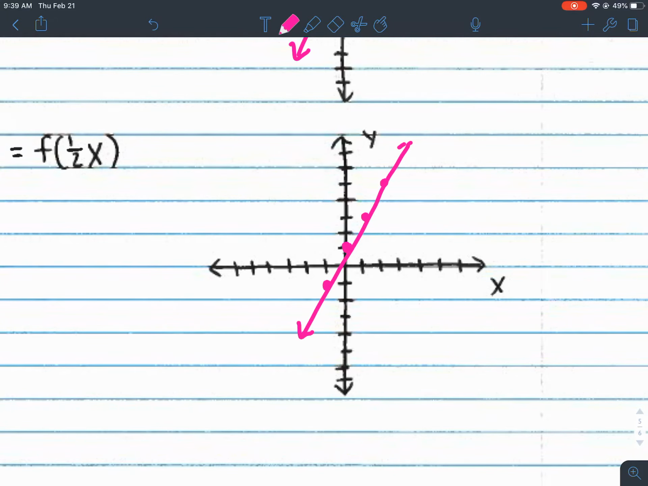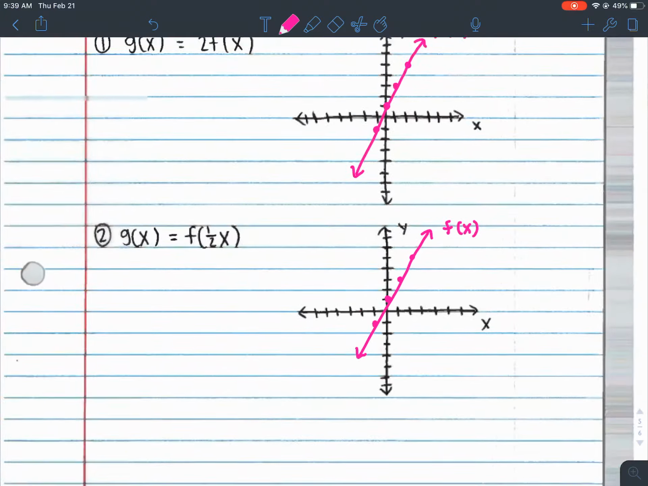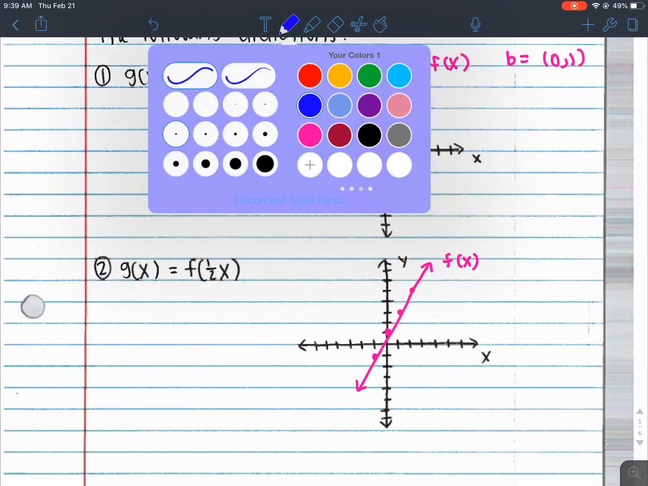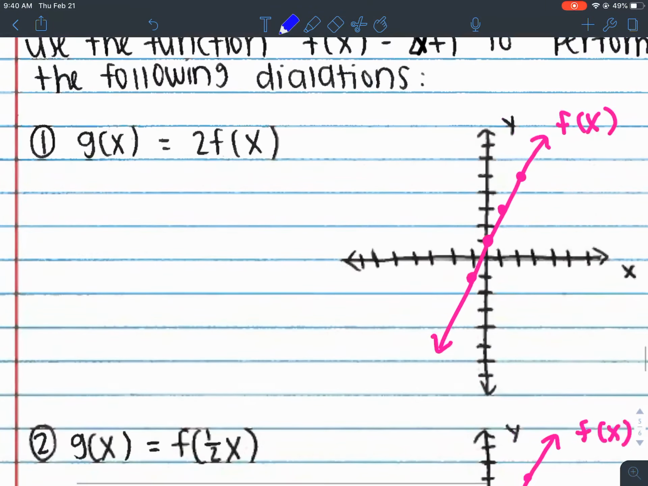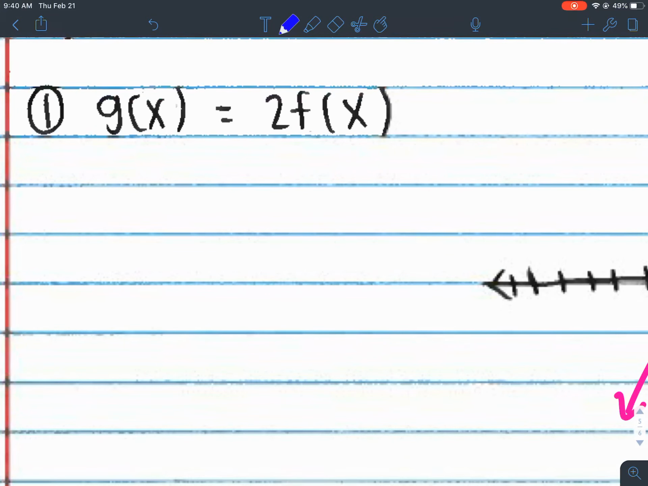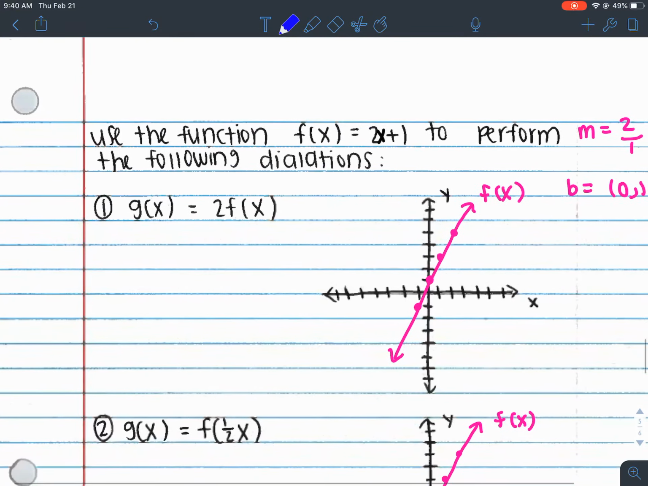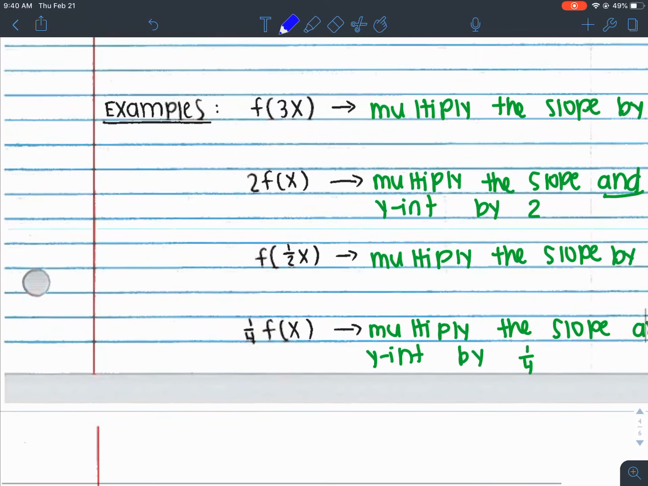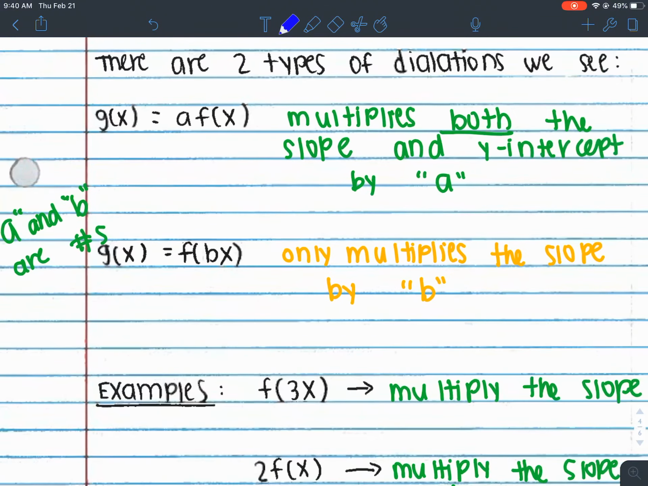Okay, make sure you label. All right, now let's look at what this is telling us here. So we have g of x equals 2f of x. So the number is located on the outside. So let's go see what happens when it's on the outside.